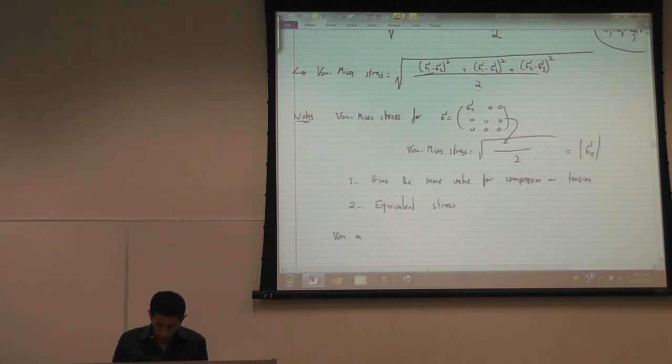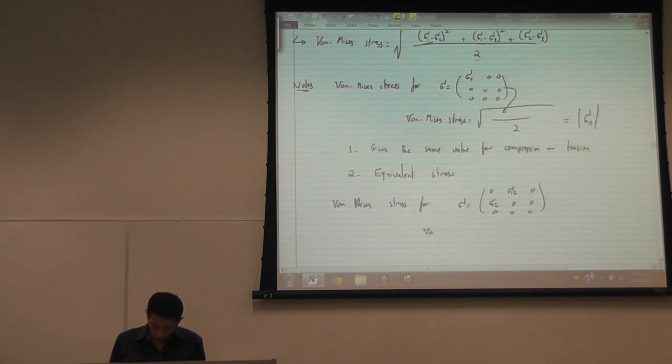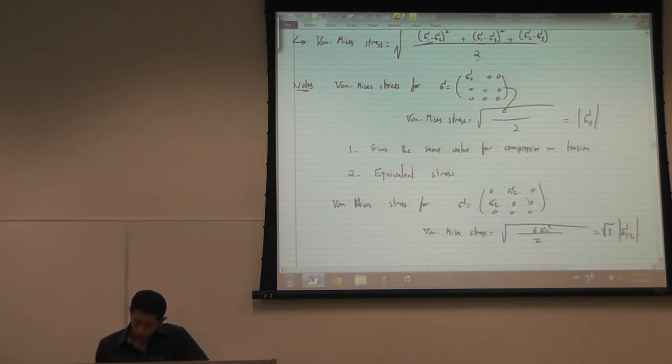Von Mises stress for pure shear is equal to, I will take this and put it here, 6 sigma 2 squared divided by 2, which is equal to root 3 sigma 2, absolute value.